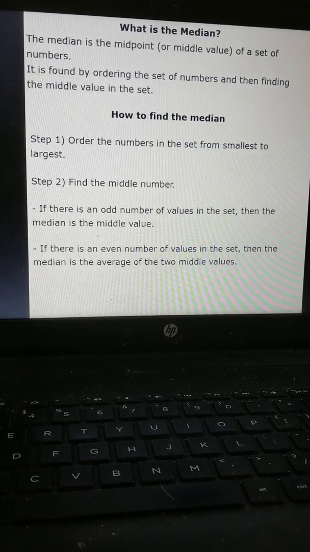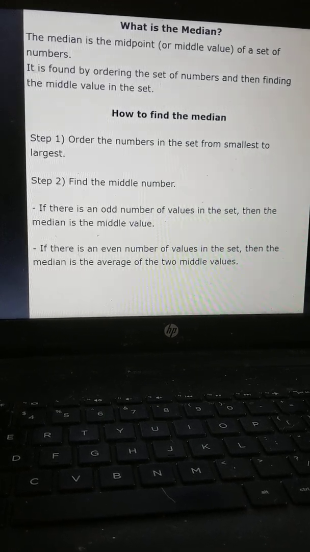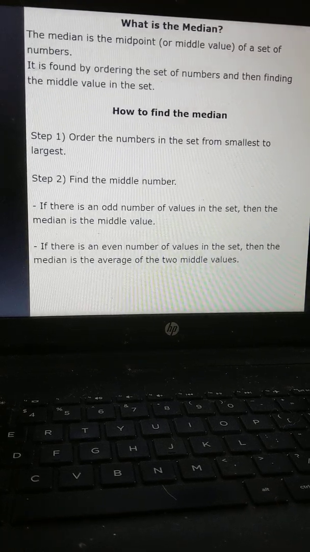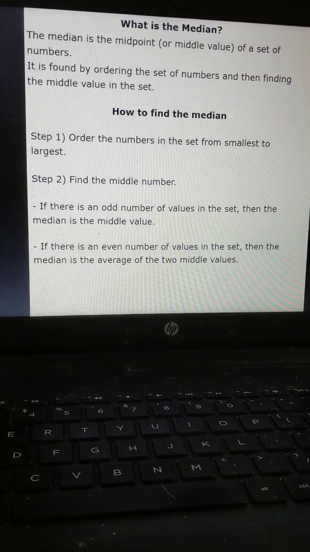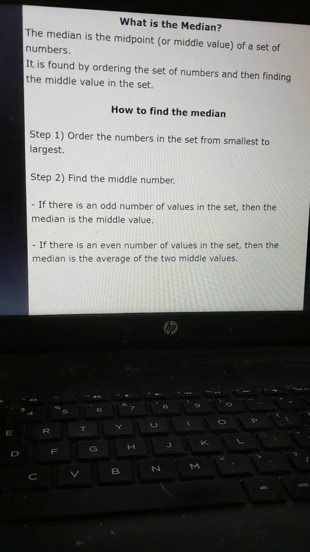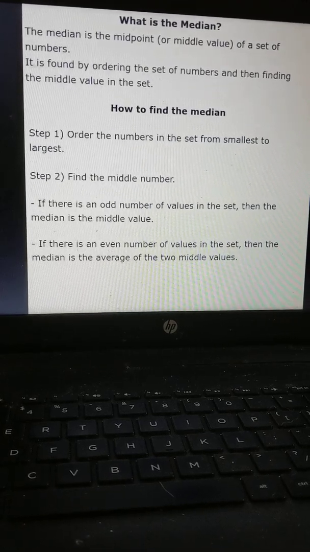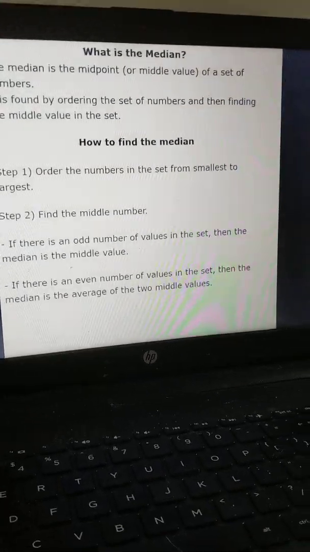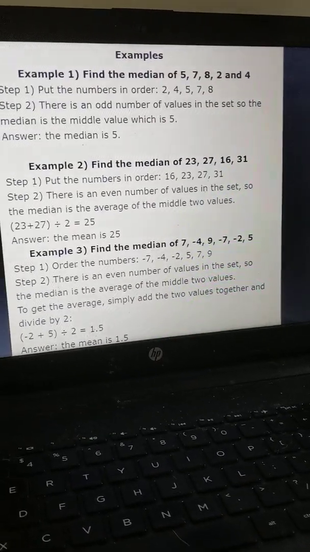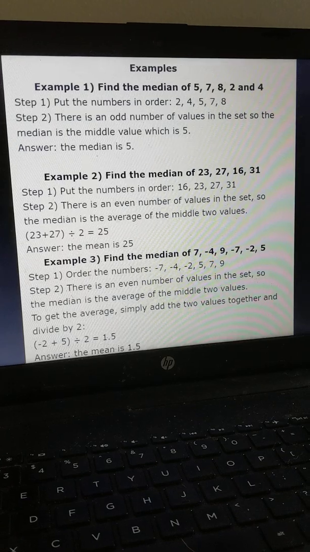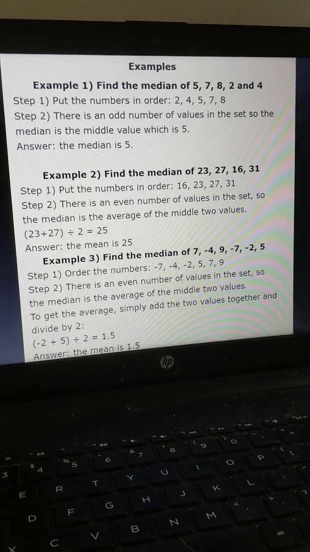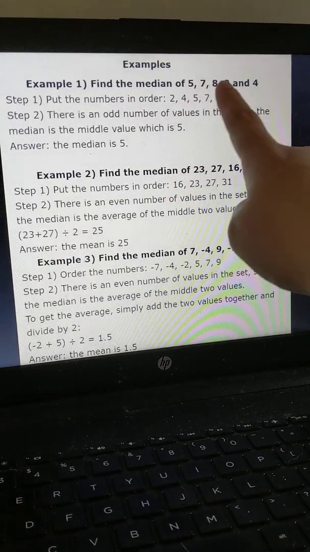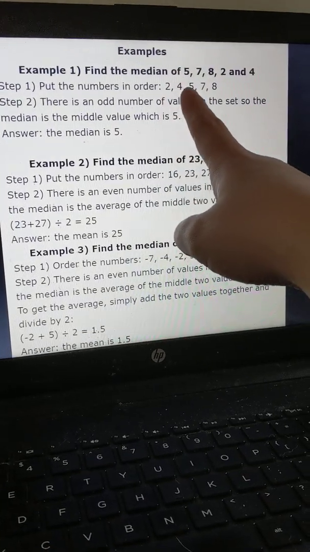If there are an odd amount of numbers, like 7 numbers, the one that's in the middle is the median. If there's an even amount, like 8, you have to add the 2 middle numbers together and then divide by 2, which is finding the mean or the average of the 2 that are there in the middle. But that'll make more sense when I show you. So these are the examples that go with it. You've got this set of numbers right here. You're going to put them in order from smallest to largest, which is what they did.